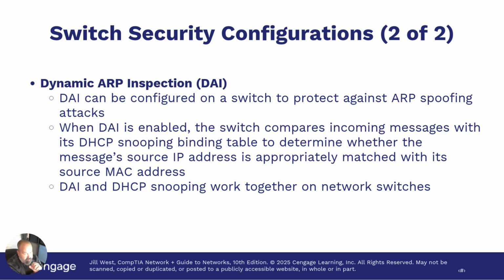Dynamic ARP inspection, or abbreviated to DAI, protects against ARP spoofing attacks. It checks if the source IP matches the source MAC address, basically making sure people are who they say they are. It's like checking IDs at the door, but for network packets. DAI and DHCP snooping work together like Batman and Robin. If Batman prevented fake DHCP servers and Robin stopped ARP spoofing.